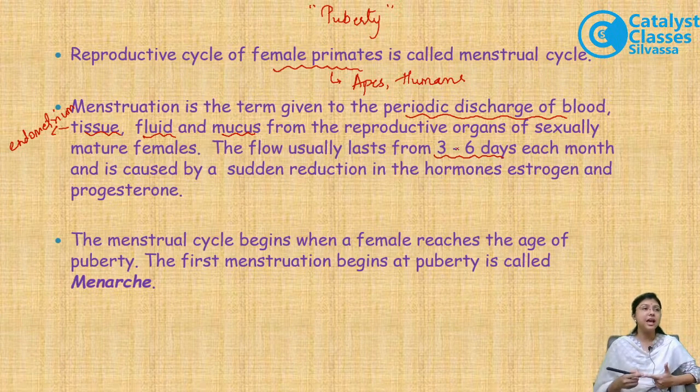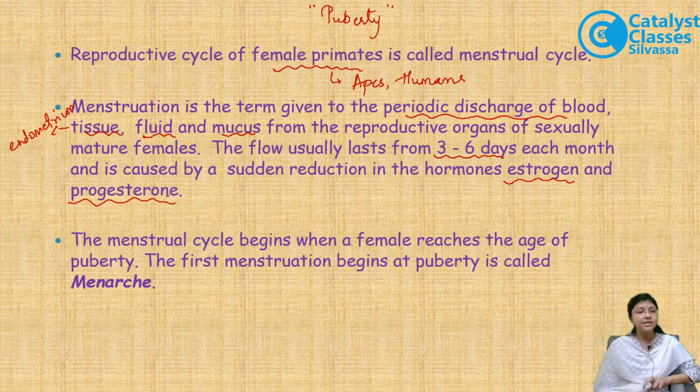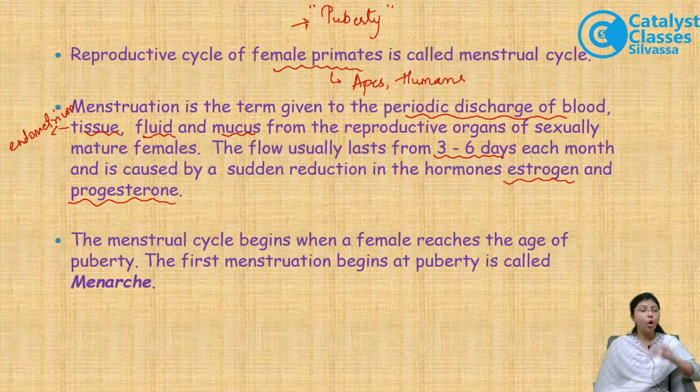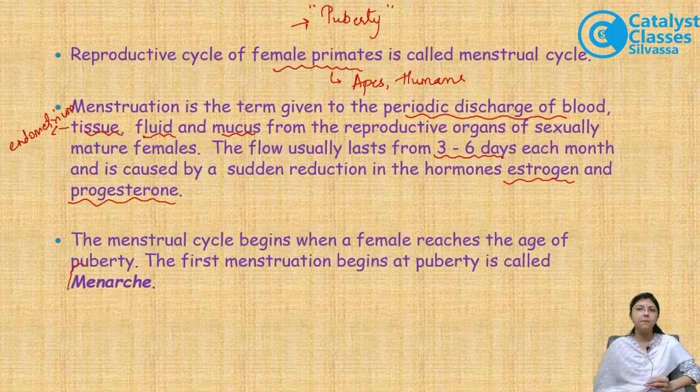And why does this change or cycle appear in the female? Because there is a change in the levels of estrogen and progesterone hormones. Why do these estrogen and progesterone hormone levels change? That we will see when we study it in detail. Now, onset of the menstrual cycle in females, as I told you, starts at the age of puberty, right? So at puberty, the onset, the first menstruation, of the menstrual cycle in females is termed menarche.